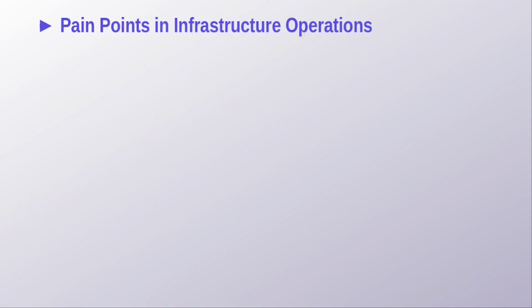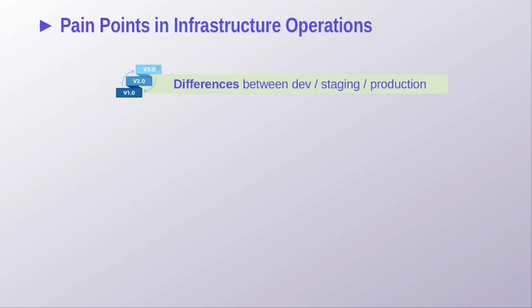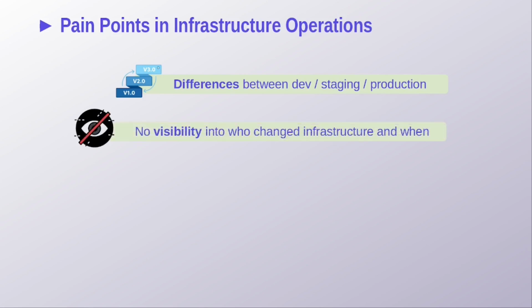Pain points in real DevOps teams. Now let's look at real problems that DevOps teams face every day. Here are very common problems. Development, staging, and production are different. No one knows who changed the infrastructure. There is no rollback when something breaks.